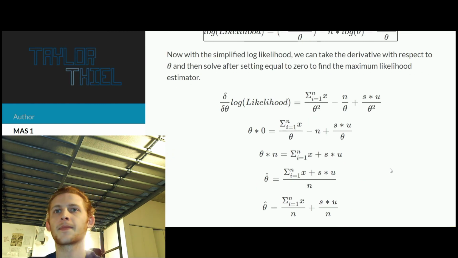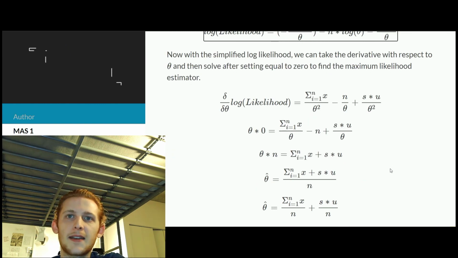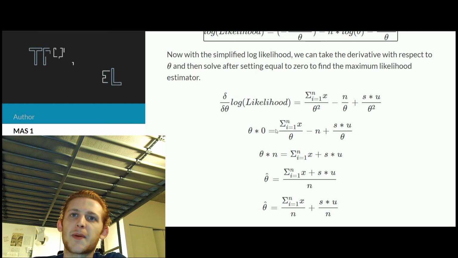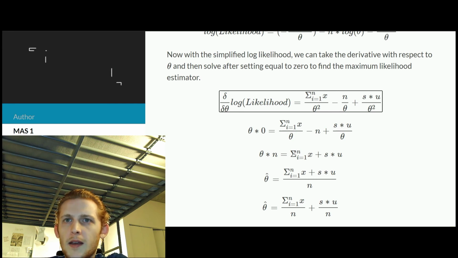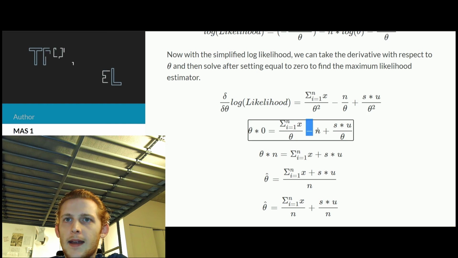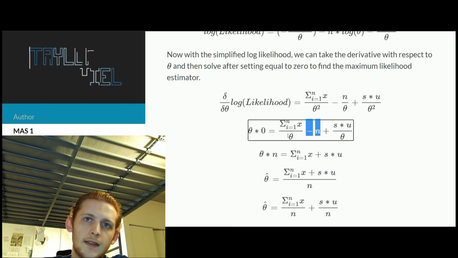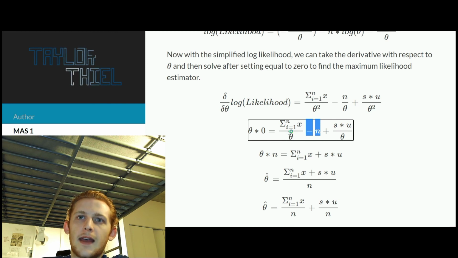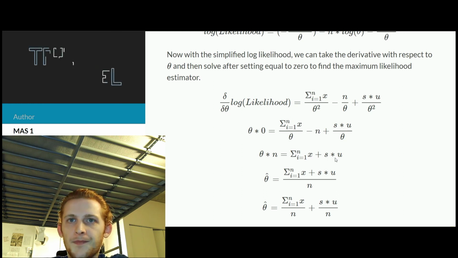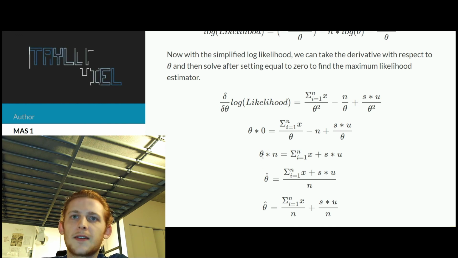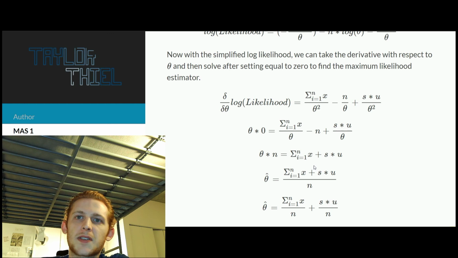So now that we have this mess, we set it equal to 0, and what we can do is multiply both sides by theta, so 0 times theta is still just 0, but then you cancel out these squares and they just become thetas, and this theta goes away. So that's been simplified. We then add n to both sides, so this moves to the left, and then we multiply by theta to get rid of the denominator terms. So we have theta n equals the sum of xi's plus s times u. And then finally we're trying to solve for theta, and so we just divide both sides by n.